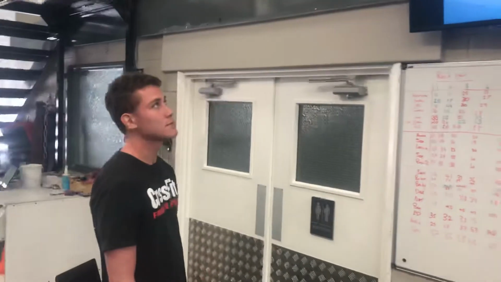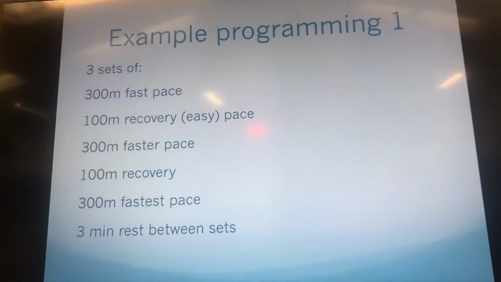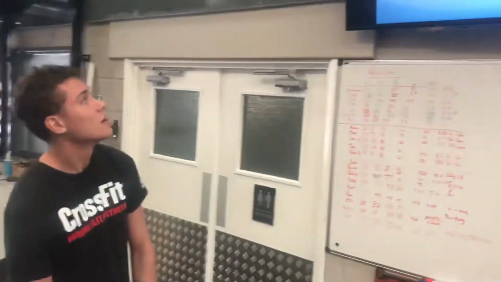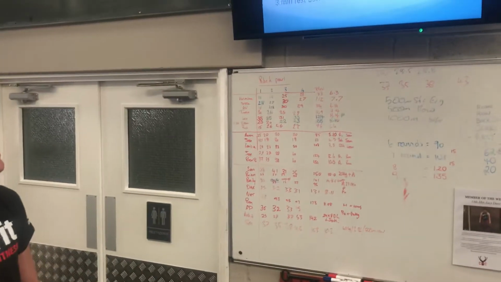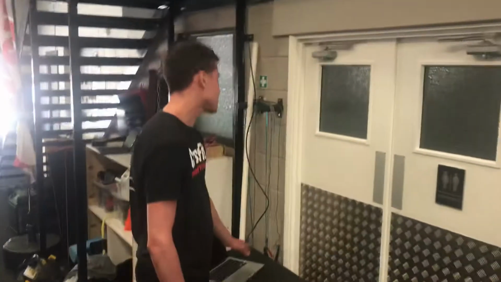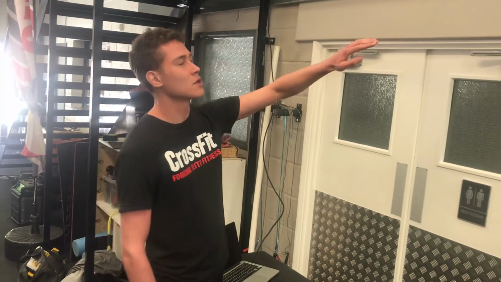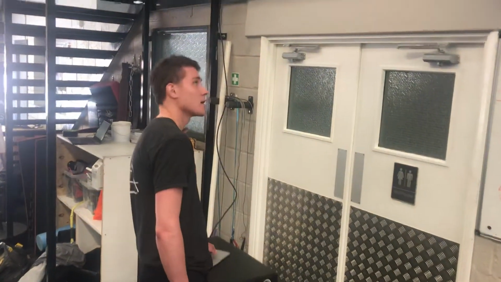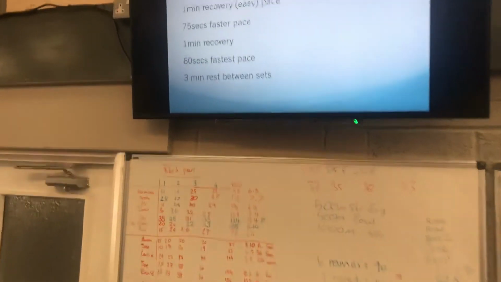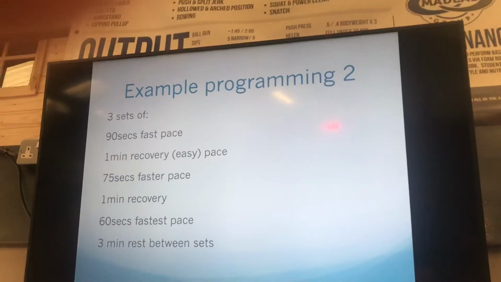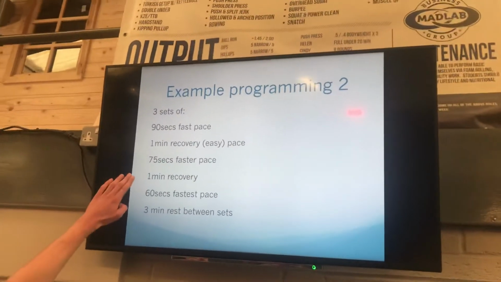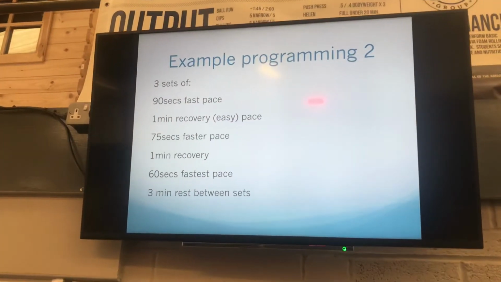Cool, so some example programming. All of this is taken from Chris Hinshaw's Instagram, Aerobic Capacity. Thanks, Chris. Firstly, Chris prescribes two different ways of looking at programming. He does distance and he does time. These two workouts are the same. The only difference is the way we're measuring it, in 90 seconds, 75 seconds and 60 seconds quantities.